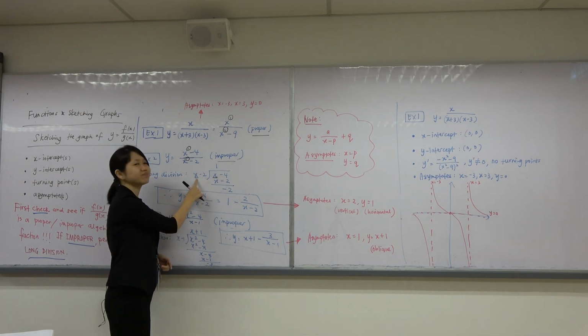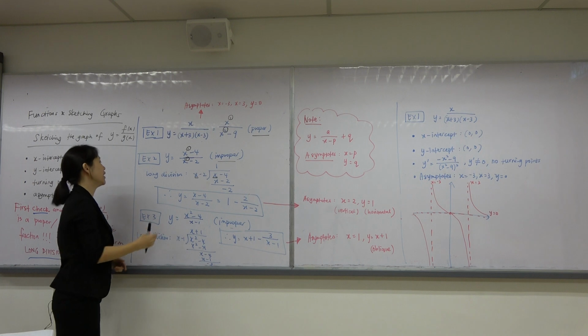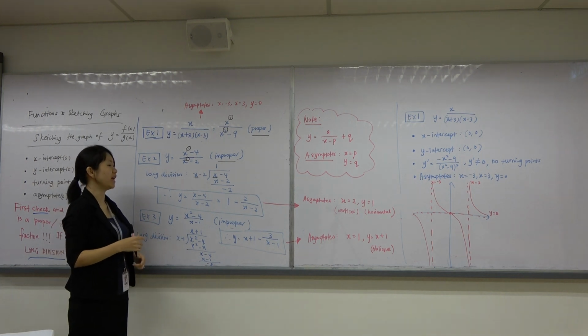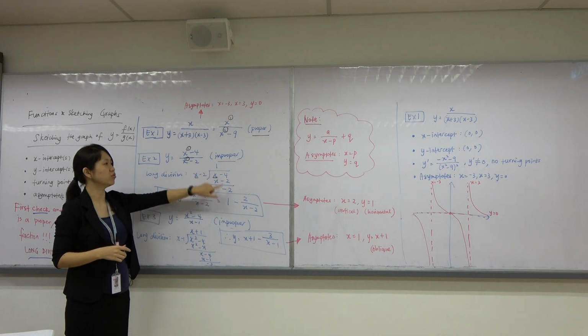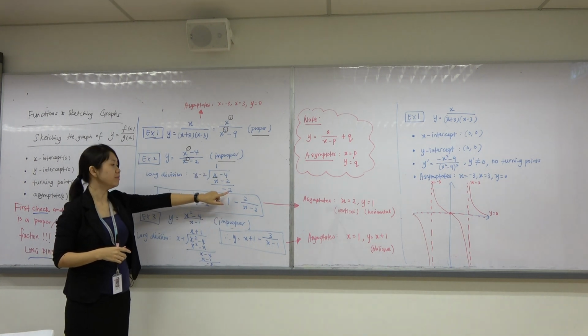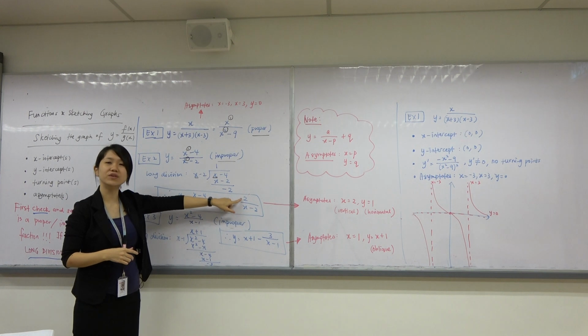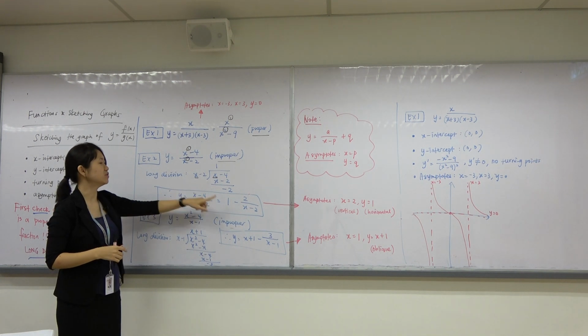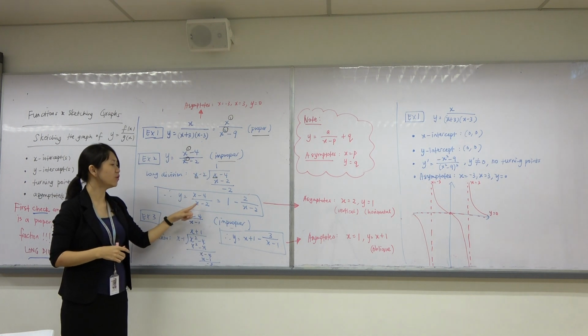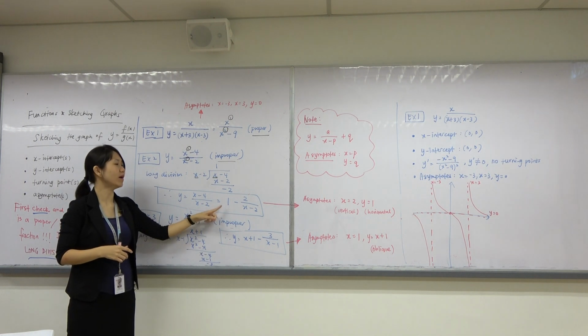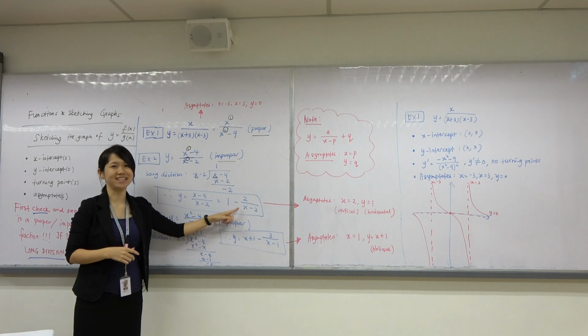There is no need to divide further because negative 2 has a lower degree as compared to your divisor x minus 2. So how do you rewrite your expression x minus 4 over x minus 2? The quotient is put in front, and the quotient for this case is 1. The remainder negative 2 is put over here, and your divisor x minus 2 is put there. Hence, y equals x minus 4 over x minus 2 is equivalent to 1 minus 2 over x minus 2.